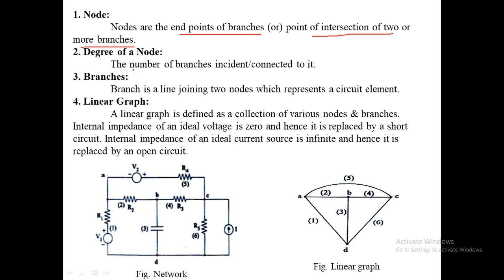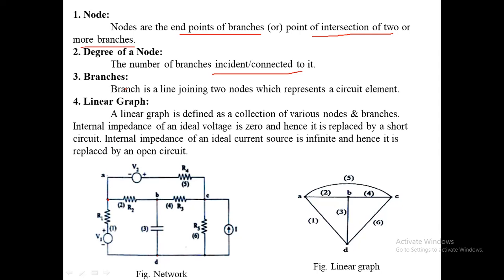Next, degree of a node. The number of branches incident or connected to a node is called the degree of a node. Here, this is node A, and the degree of node A is 3 because 3 branches are connected. This is one branch, this is the second branch, this is the third branch. So for node A, the degree is 3.